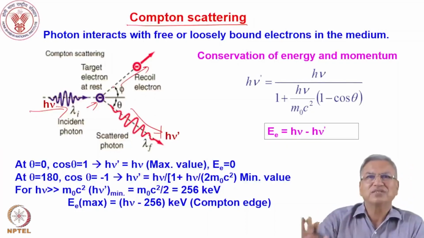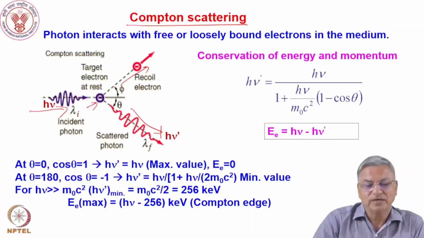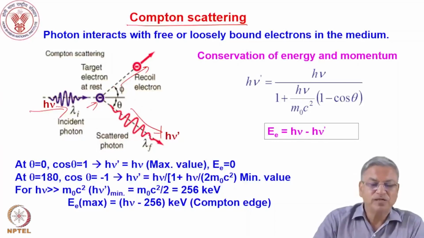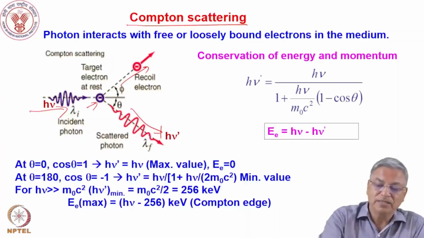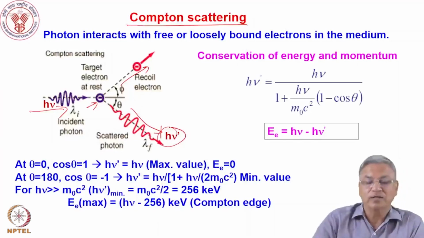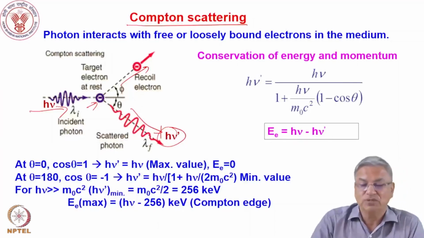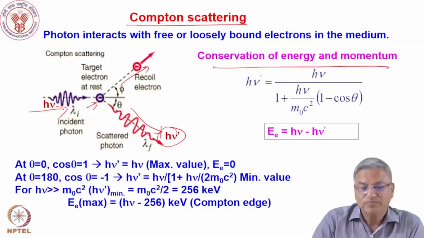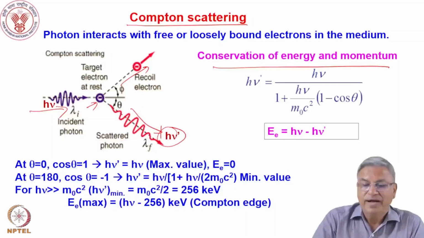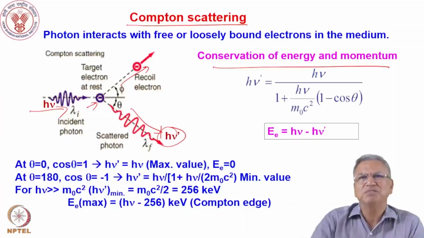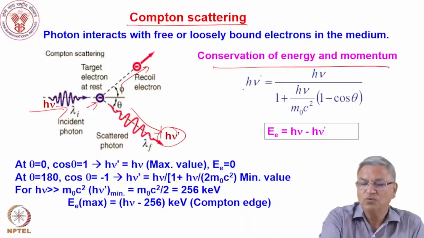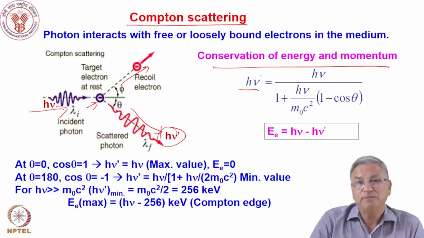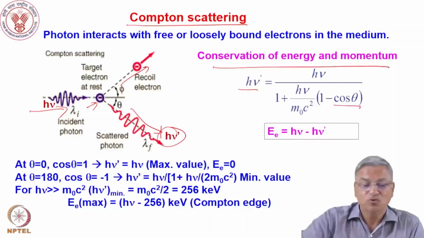So it is like elastic scattering between the photon and the electron, and the energy of the incident photon is shared by the scattered photon and the recoil electron. You can set up the equations for the conservation of energy and momentum before and after the collision. We will not go into it because this is a very simple derivation. Finally, we want to know the energy of the photon, and that depends upon the angle at which the photon is emitted.